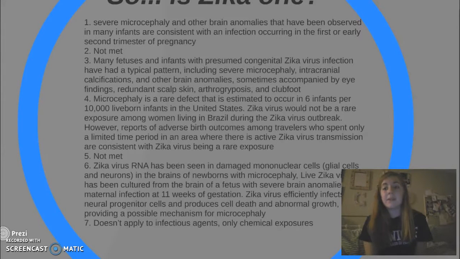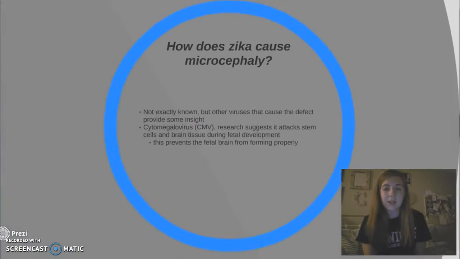So that means that it fulfills criteria 6 because it makes biological sense. Criteria 7 doesn't apply because it only applies to chemical exposures, not infectious agents.